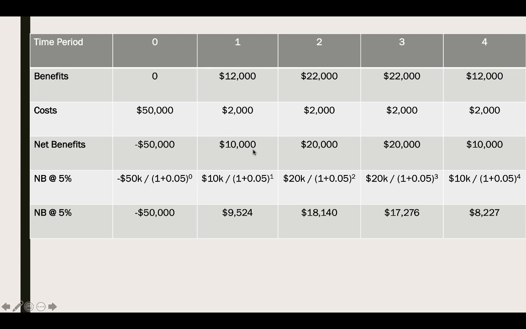So my $10,000 in present value turned into $9,500. Here my $20,000 in present value turns into $18,000. My $20,000 turns into $17,000, and my $10,000 in year 4 turns into a little over $8,000.